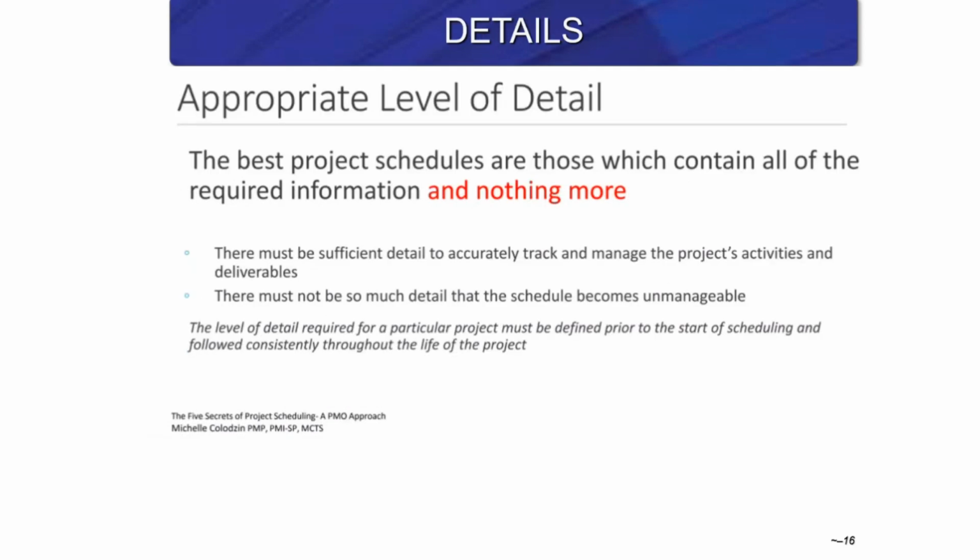Earlier I mentioned the appropriate level of detail. The best project schedules are those which contain all of the required information and nothing more. So this is a good criterion. The best project schedules are very sharply focused on the things the project needs to finish, nothing else. There must be sufficient detail to accurately track and manage the project activities and the deliverables as well. There must not be so much detail that the schedule becomes unmanageable. So that's the key point.